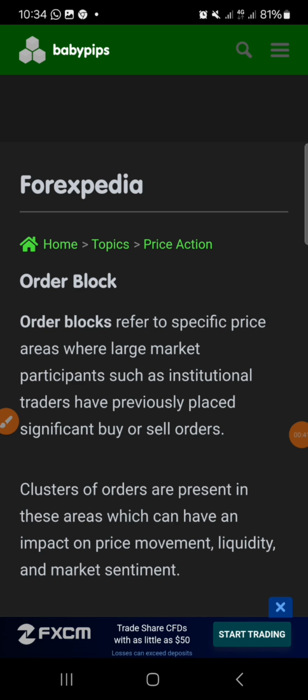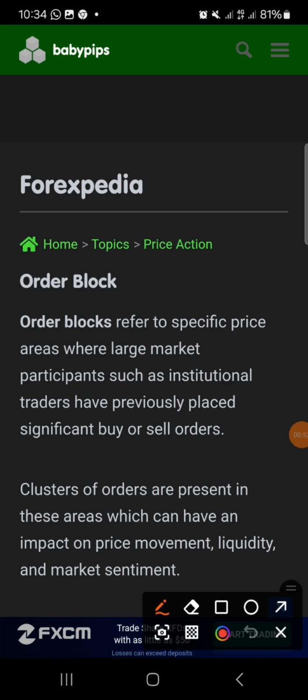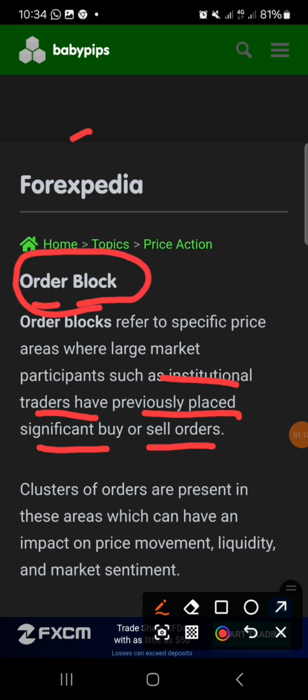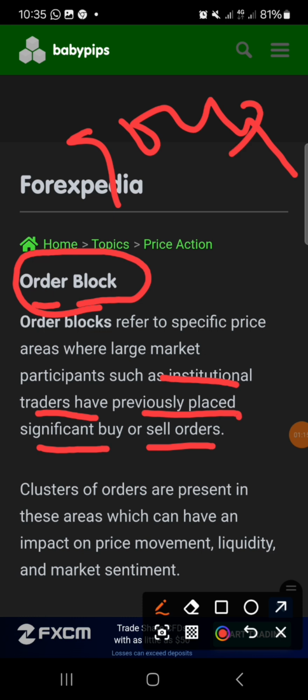According to Baby Pips, order blocks refer to specific price areas where large market participants such as institutional traders have previously placed significant buys or sells. Yes, so institutional traders have previously placed significant buy or sell orders. In other words, it's just a block or a group of orders. That's where the word order block comes from. A block or a group of orders. Okay, so having understood that, how do we identify an order block from a graph?